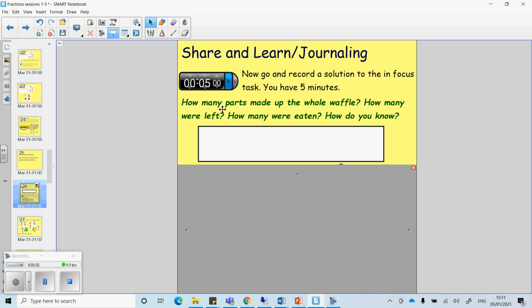Okay, so how many parts made up the whole waffle? And how many were left? How many were eaten? How do you know? I would like you to try and fold your piece of paper to show the different parts. So we need to try and fold our piece of paper into 4 equal parts because we know our waffle was split into 4 equal parts. So if you fold it into 4, and when you've done that, you can press play.